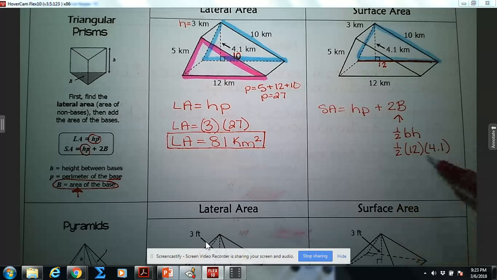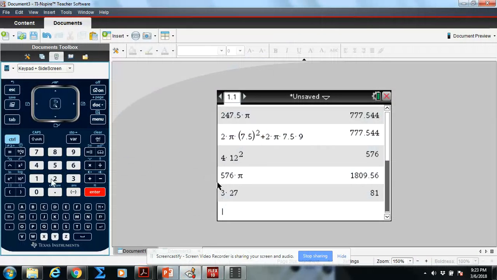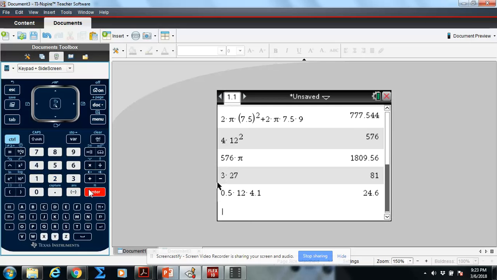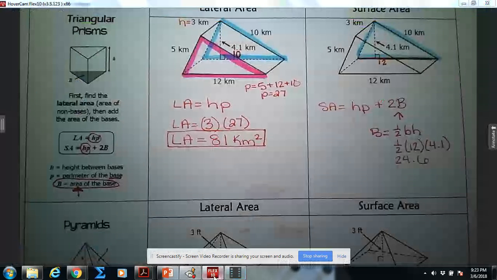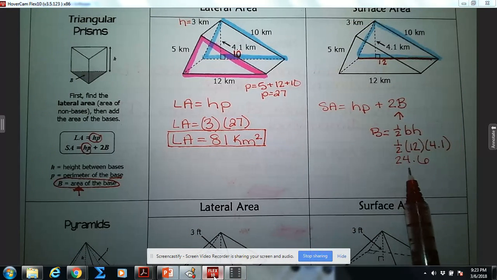So that capital B in the formula is the result of this product: 1/2 times 12 times 4.1. That's 24.6. So the base area is 24.6.